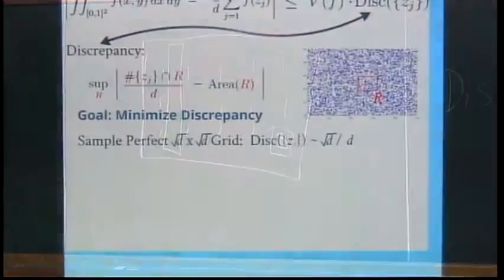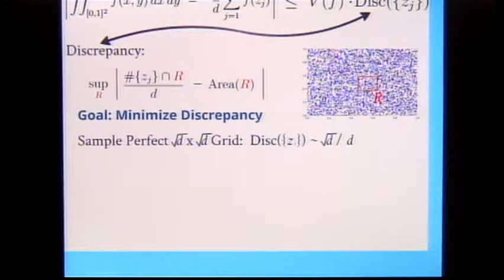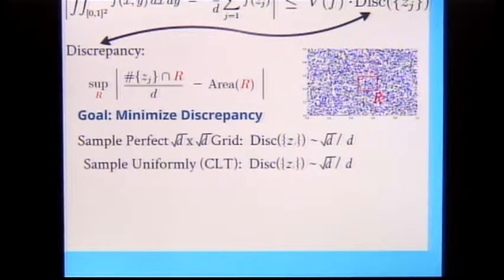Okay, so you don't want to do a root d by root d grid. Well, maybe you do. Maybe that's the best possible. What about uniform? As I said, the standard Monte Carlo method is sampling uniformly. So there's a simple exercise in the central limit theorem that says, again, you get something like root d over d. You don't do better. Purely random or purely structured does about the same and gives 1 over root d.